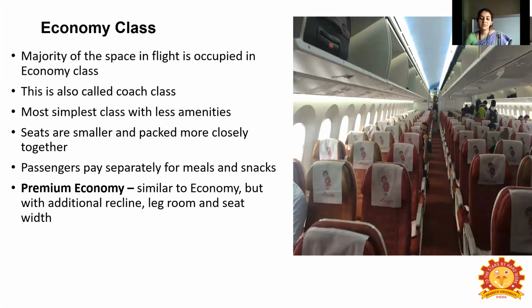So there's a picture over here, which is an example of economy class, where the seats are very close to each other and they don't have much leg space, and the space between the passengers will also be very little. This is called coach class. Mostly it has very few amenities, and passengers sometimes have to pay additional cost for meals and snacks. There is also another category in economy, premium economy, which is similar to economy but with some additional reclining posture. Many seats you cannot recline back, but in premium economy you can recline to some extent.